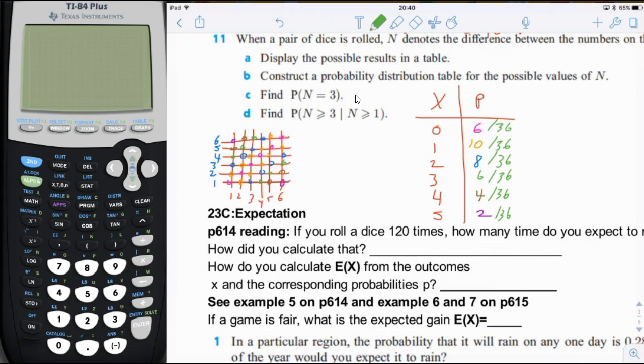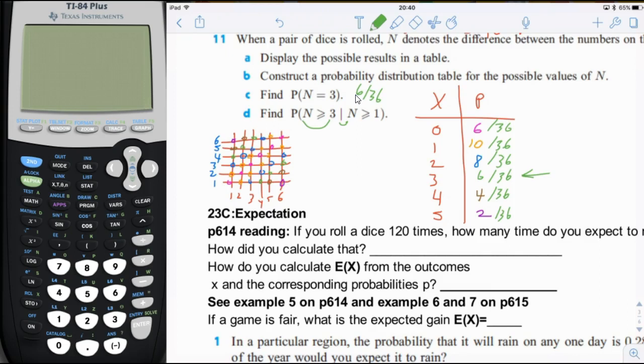Find the probability that n is equal to 3. So that would be that, right? So the probability that n is equal to 3 would be 6 divided by 36, also known as 1/6. Find the probability that n is greater than or equal to 3, and this symbol here means or.